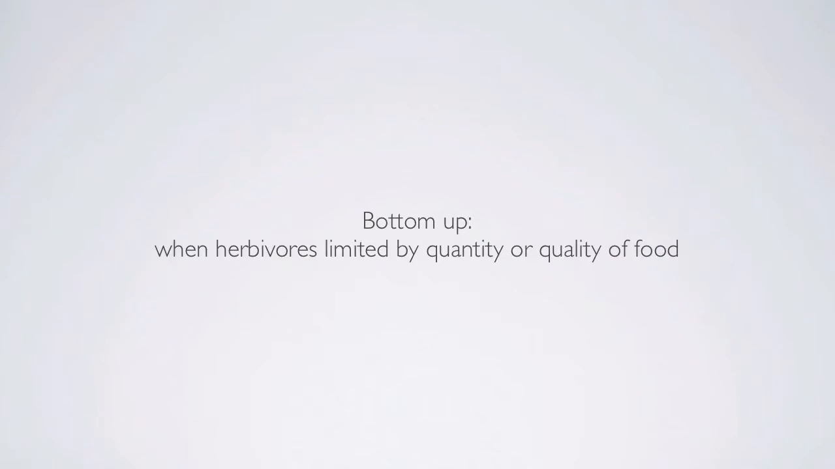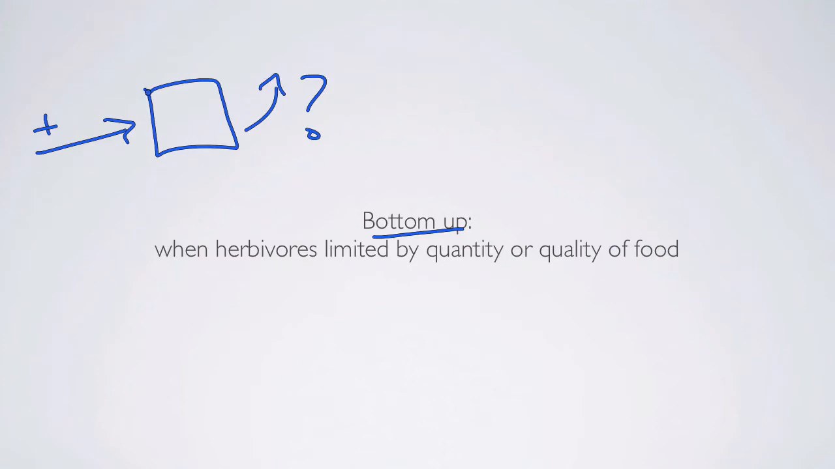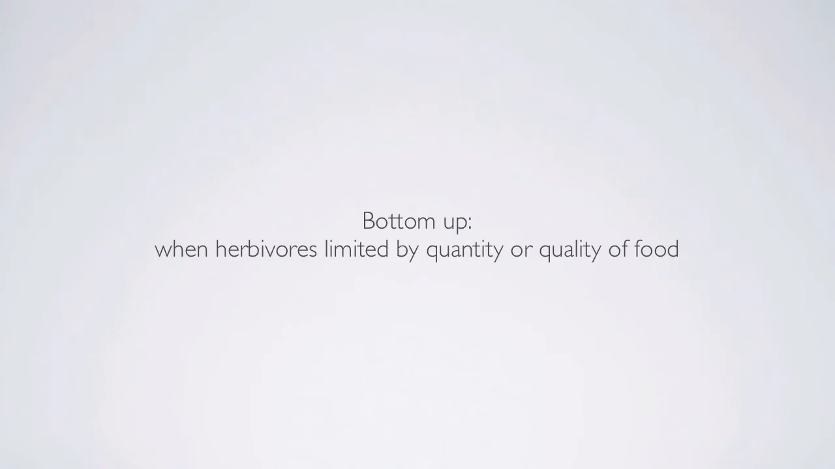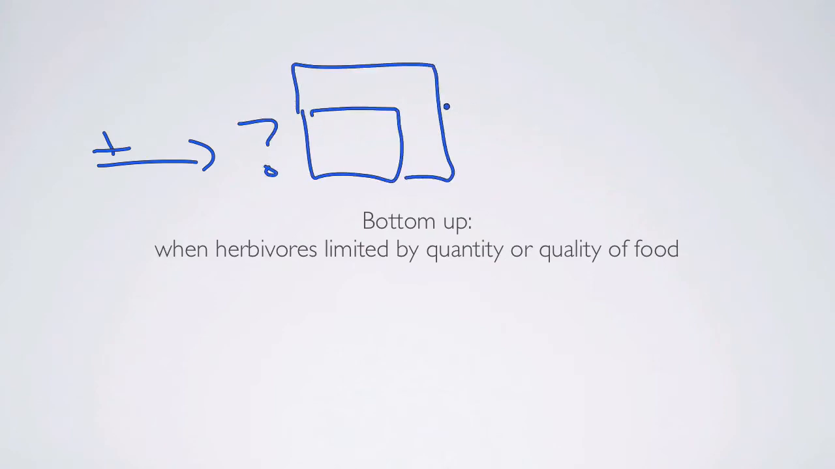We have two different terms to describe limitation in trophic dynamics. The first is bottom-up. Essentially, when we talk about limitation, we ask if you add a substance to an ecosystem, do we see an increase in the size of that pool or in the rate at which something occurs? When we have bottom-up limitation in an ecosystem, essentially what we're asking is whether herbivores are limited by the quantity or the quality of food. So in this case, if we were to increase the amount of primary production, would we see an increase in the number of herbivores in that ecosystem? If so, we would say that it's bottom-up limited.